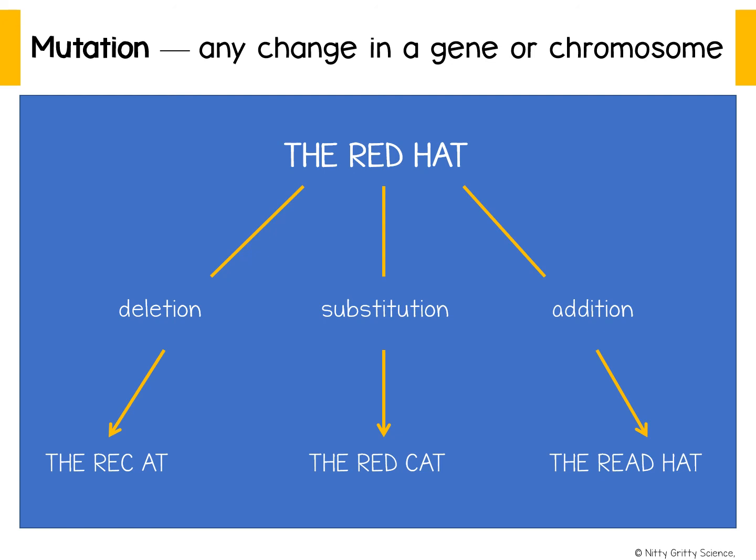A second mutation could be substitution. A single base may be substituted for another. So instead of saying "the red hat," the message has been coded to say "the red cat." And a third type of mutation that can occur is called addition, in which a base pair is added. As you can see in the example again, our message should say "the red hat" and instead now reads "the reed hat." Because mutations can introduce changes in an organism, they can be a source of genetic variety.